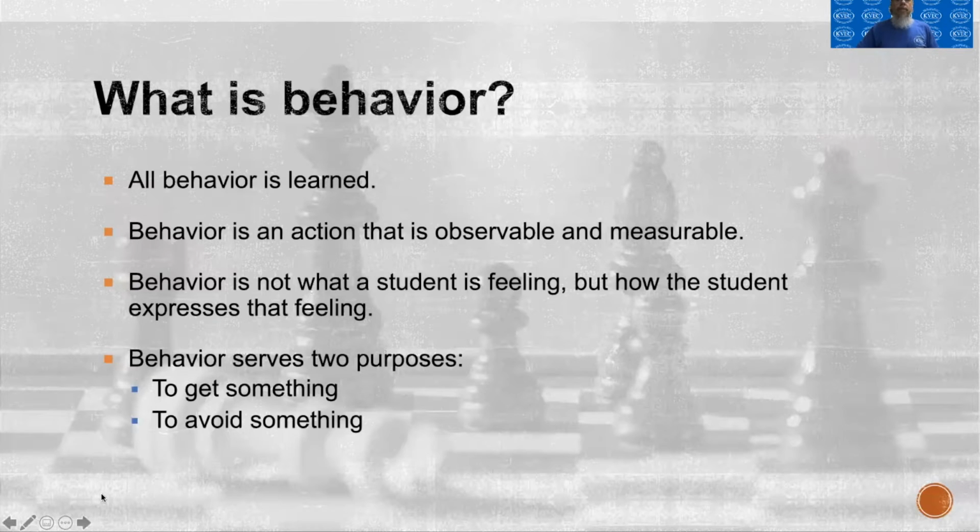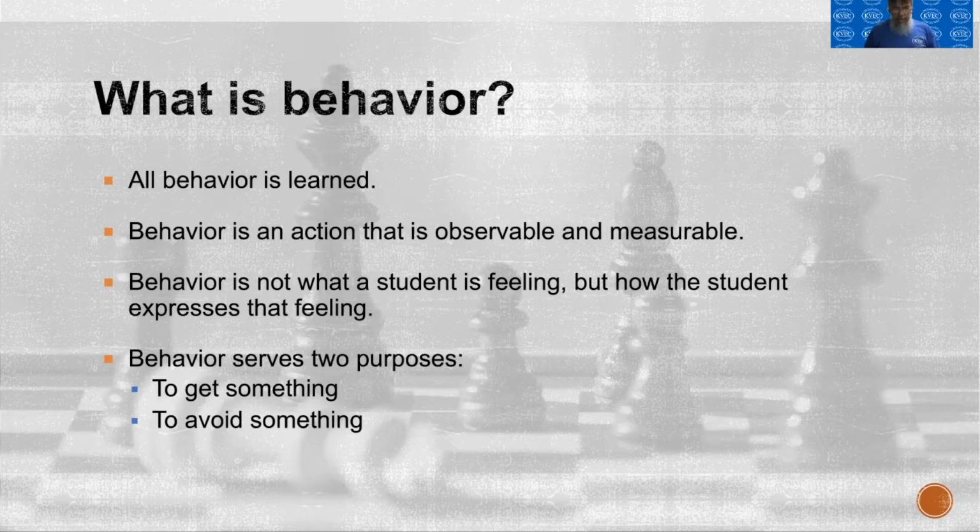So what is behavior? All behavior is learned. Since behavior is learned, behavior can also be changed by using explicit instructions and explicit expectations. You can change a behavior. Behavior is an action that is measurable and observable. Behavior is what we see or what we hear. And a behavior has to be an action. It's not how a student is feeling, but how that student expresses that feeling.